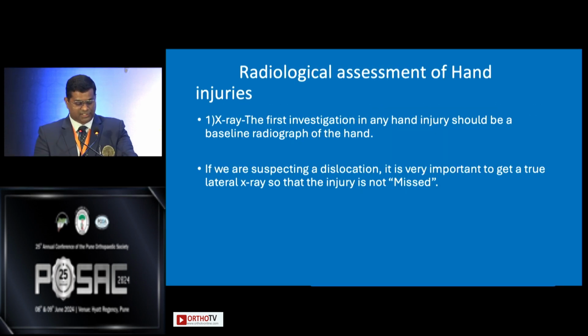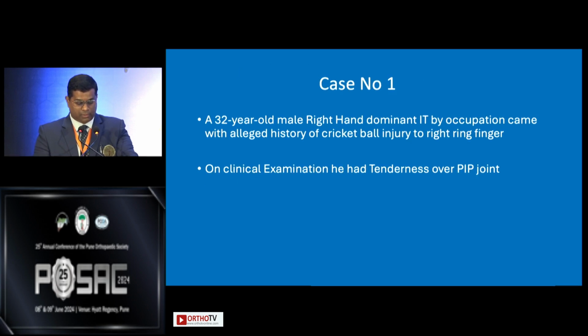Then radiological assessment of the hand. All clinical signs have to be supplemented with radiological investigation to confirm and support your diagnosis. X-ray is the first choice of investigation in hand injury, and it should be done as a baseline part. If we are suspecting dislocation, it's very important to get a true lateral so that the injury is not missed.